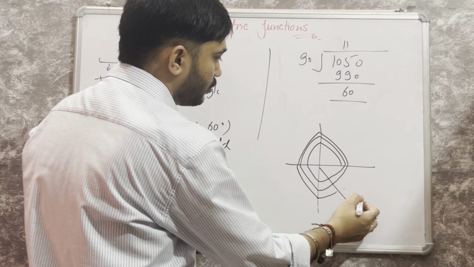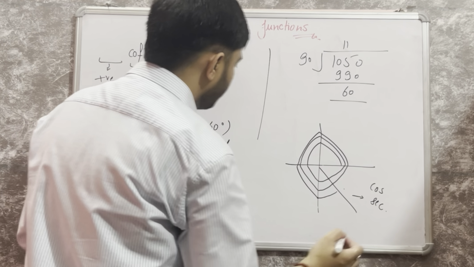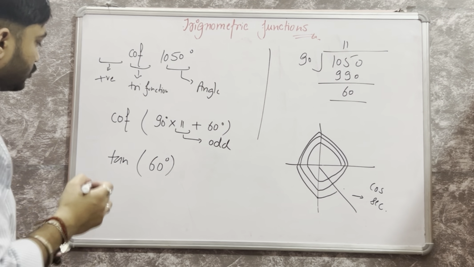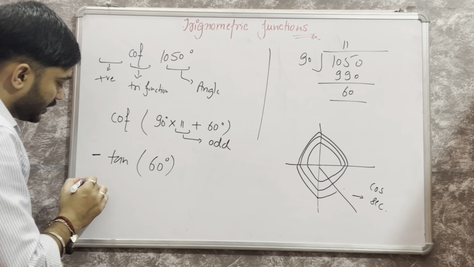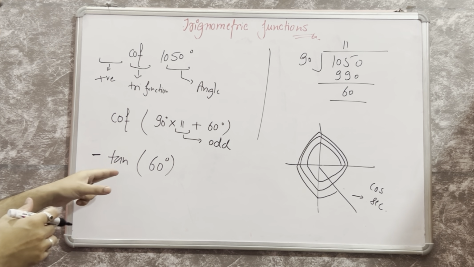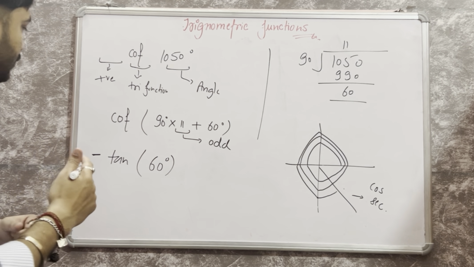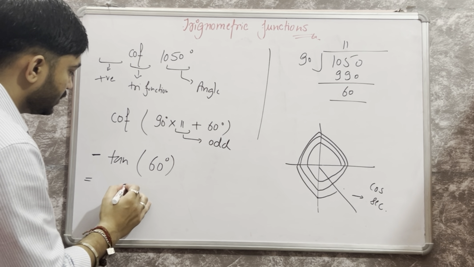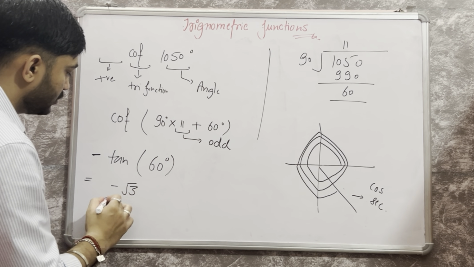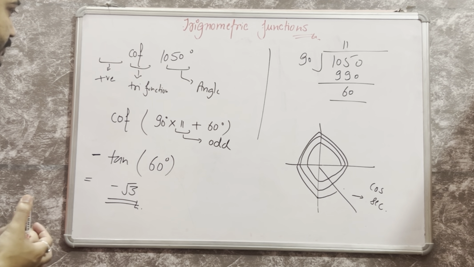This is the quadrant of which? Cos or sec, but we are dealing with cot, so the negative sign appears here. Yes or no? Yes. So what is the value of tan 60? If anyone remembers, the value of tan 60 is under root 3, so the answer will be minus under root 3. Any doubts?